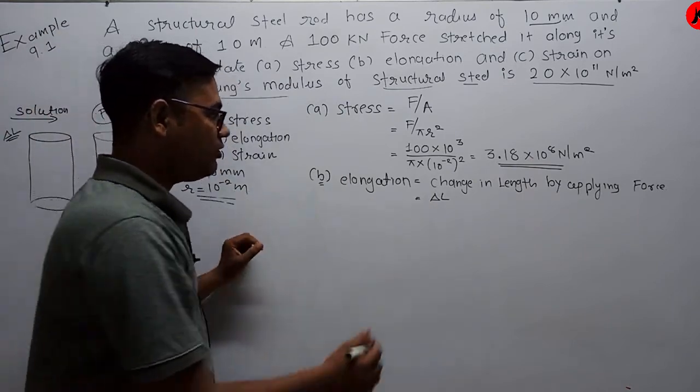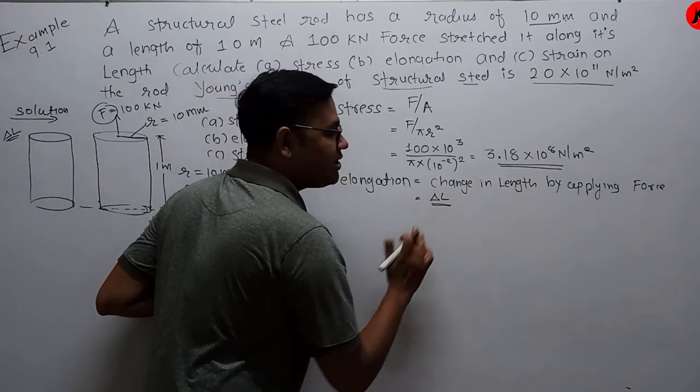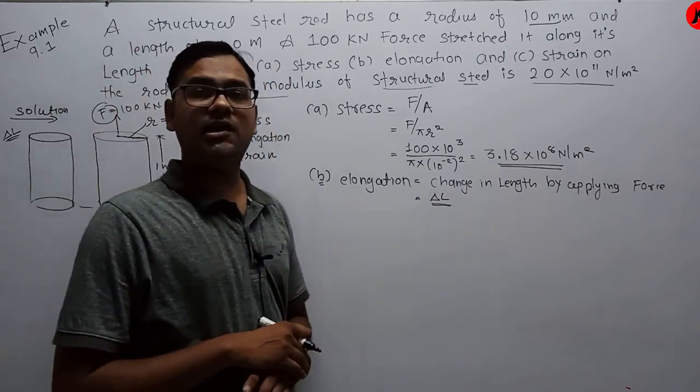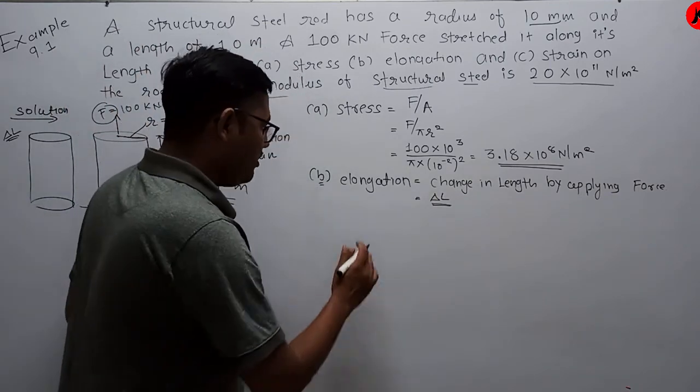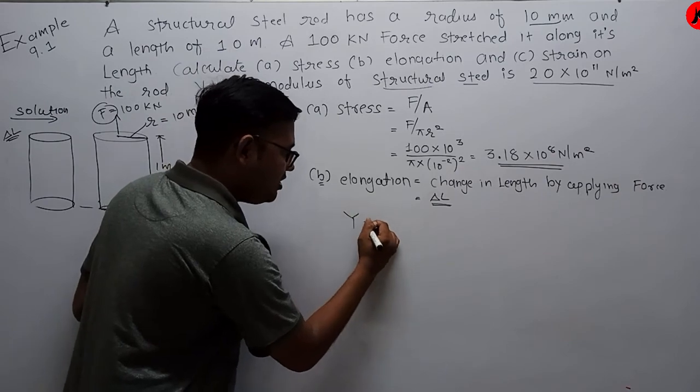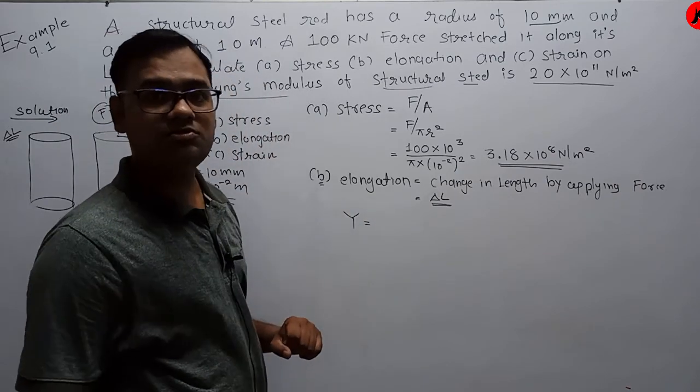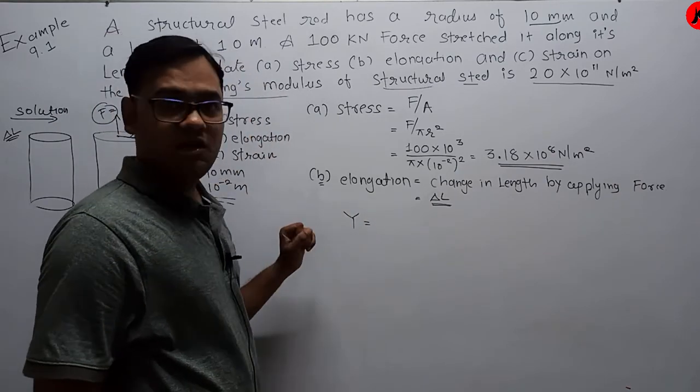So here we need to calculate, in the second point, delta L. So how can we calculate delta L? For that we have one definition, one equation for Young's modulus. How can you define the Young's modulus?